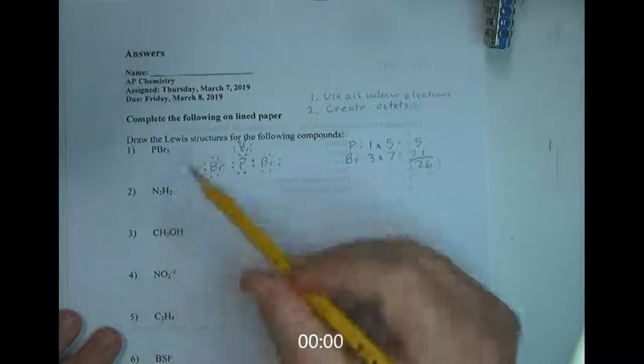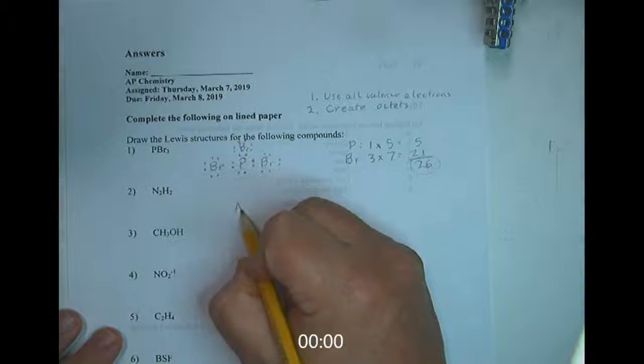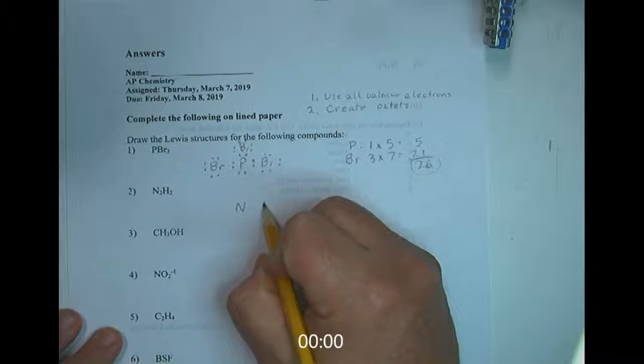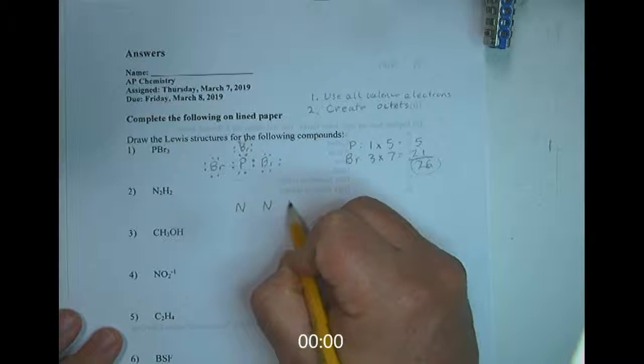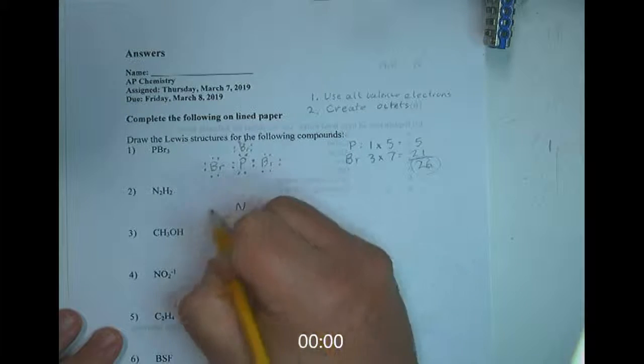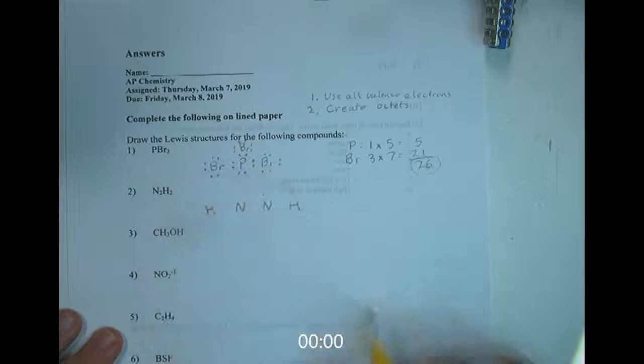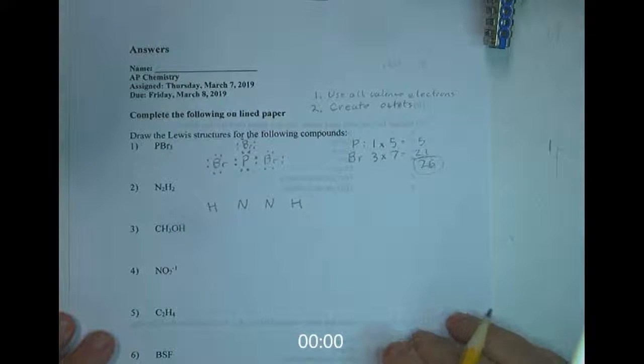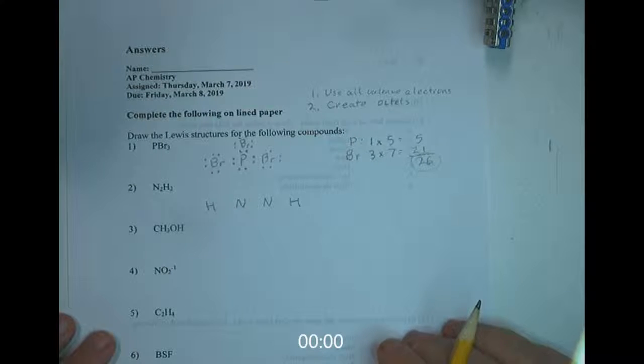We have N2H2. We're going to just put the N's in the middle. Not because they're the least electronegative, but because the hydrogens must go on the outside. And we'll just create a symmetrical structure because we're not sure what the geometry of this structure is at this time, but that's a pretty logical guess.